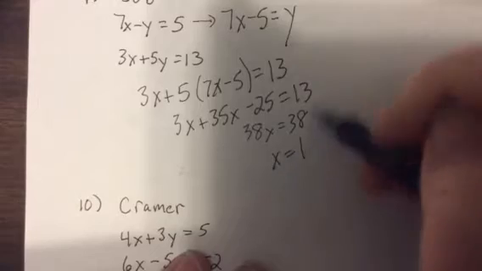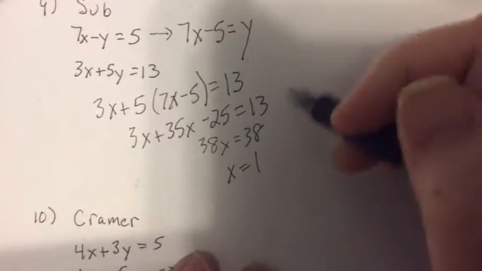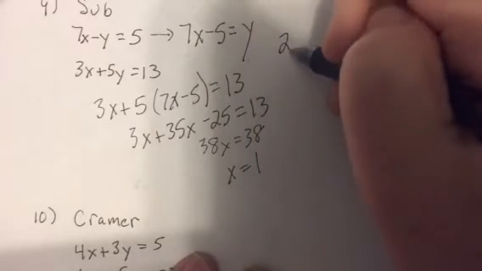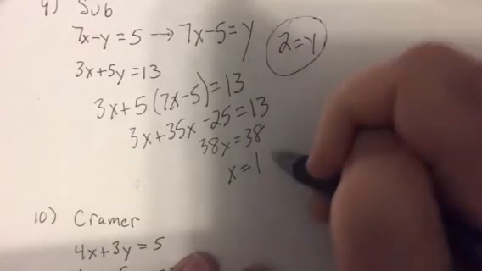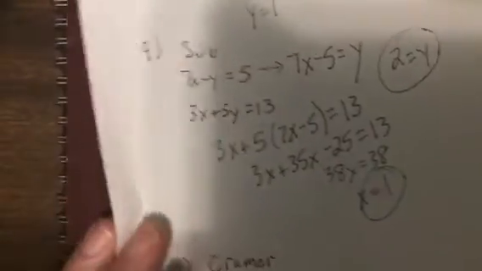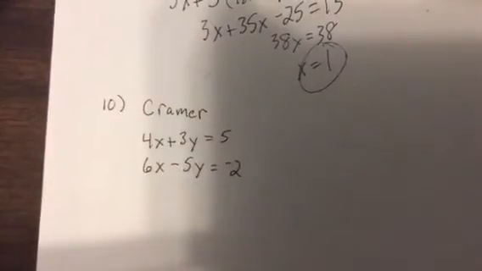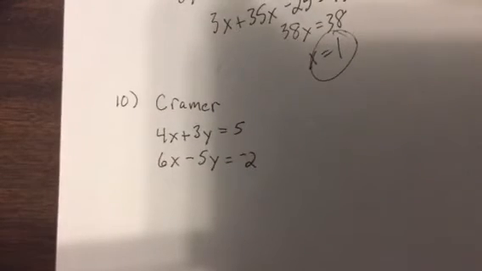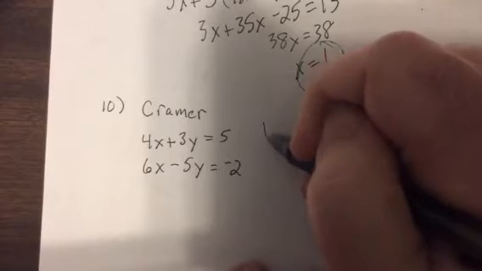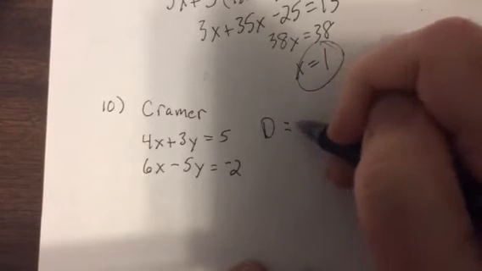X equals 1. So put that back up in here. 7 minus 5 is 2. Now notice there could be no answer. Remember parallel lines and a same line? But I believe there's only 1 or 2 of these on the final. I told you. So here we got to find the D.